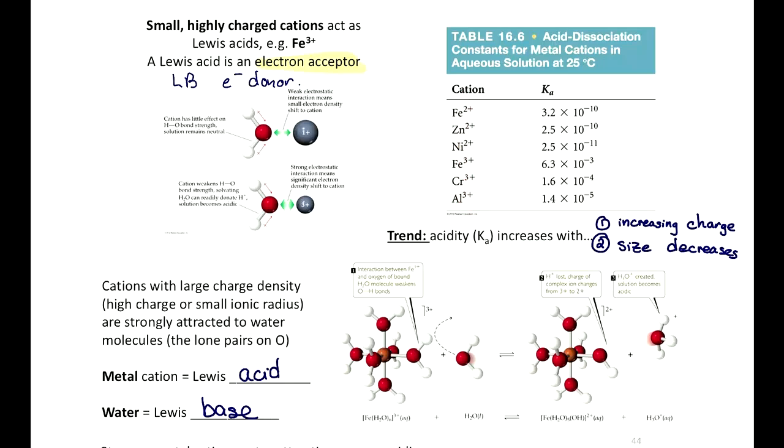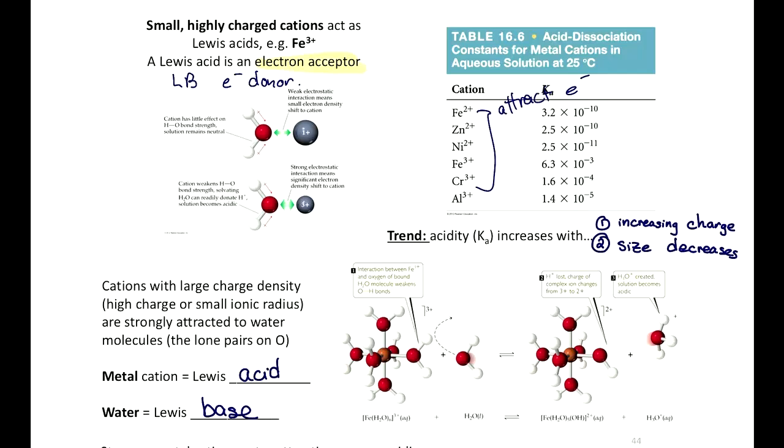They're positively charged. You can think they attract electrons, therefore they're electron acceptors, and they can act as Lewis acids. And you can see here a bunch of Ka values for these Lewis acids, for iron 2+, iron 3+, all that stuff. They have different values and different degrees of acidity. Sorry, they're not basic.